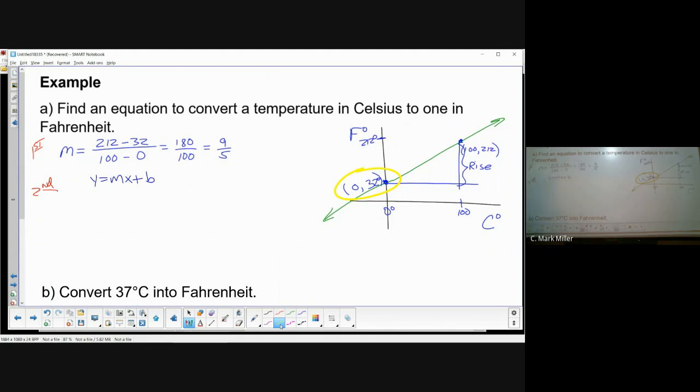We have it. It's 32. That's the y-intercept. So you already have your y-intercept. y has to equal m, 9/5, x plus 32. Now, what would have happened if you used the point slope formula? You would have gotten 32.